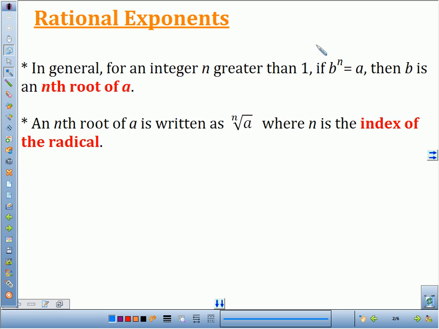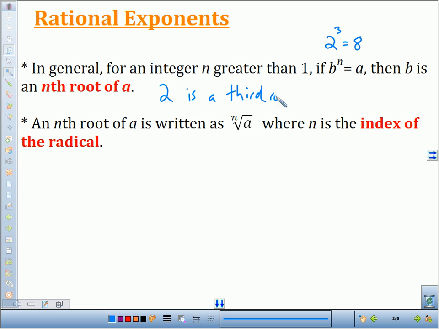Let's look at that with a concrete example. For instance, I could say that 2 to the third power equals 8, because 2 times 2 times 2 is 8. That means that 2 is a third root of 8. And I could write that: 2 is a third root of 8. That's the way we would say 2 to the third equals 8.